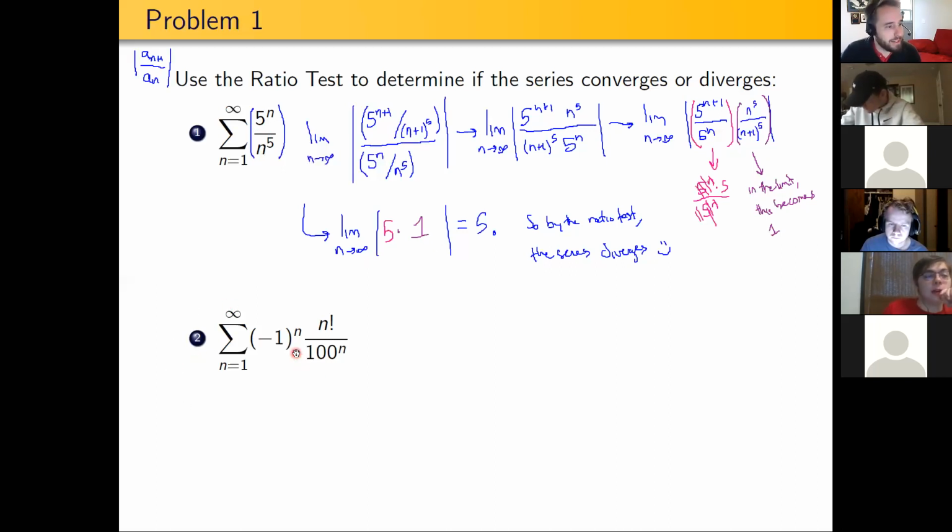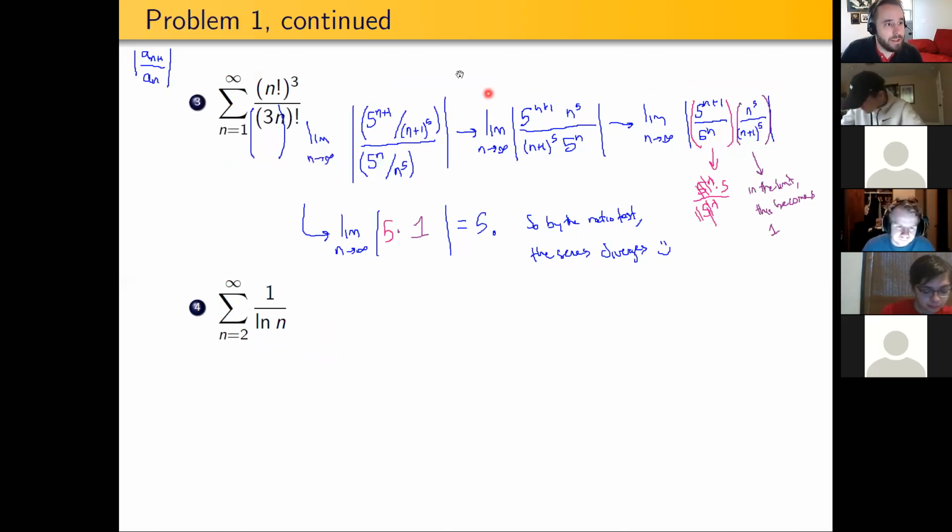So problem 2 says, let's consider the series as n goes from 1 to infinity of -1 to the n times n factorial divided by 100 to the n. And as a reminder, n factorial is just 1 times 2 times 3 times ... all the way up to times n. So n factorial is just the first n counting numbers multiplied together.